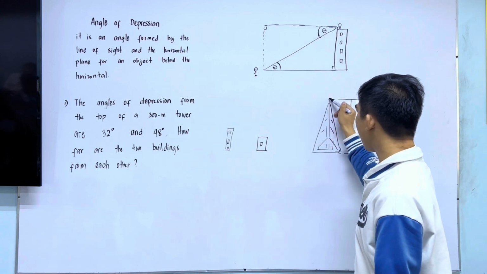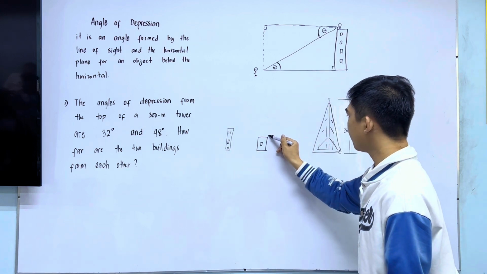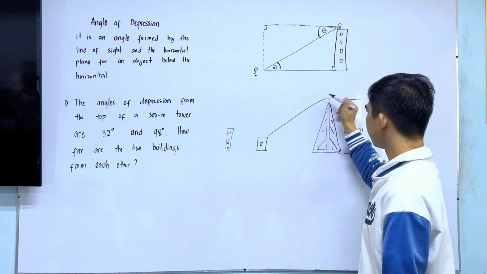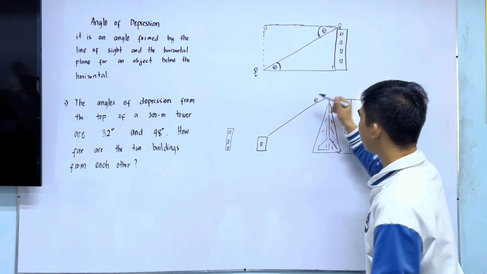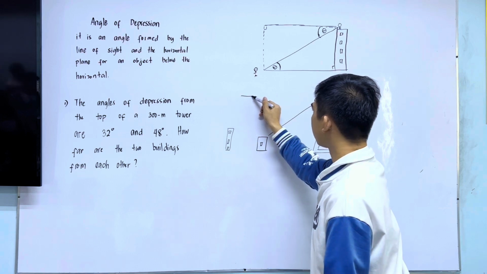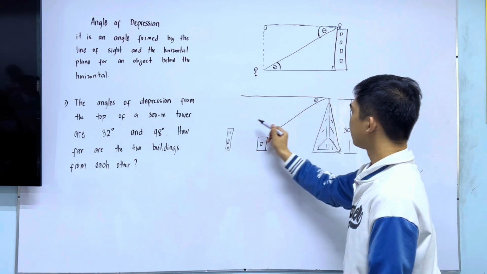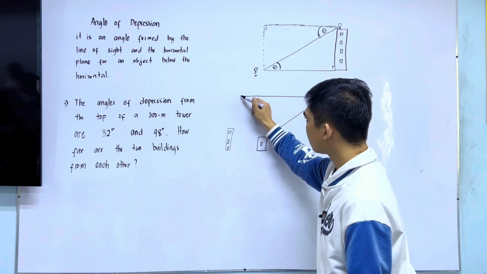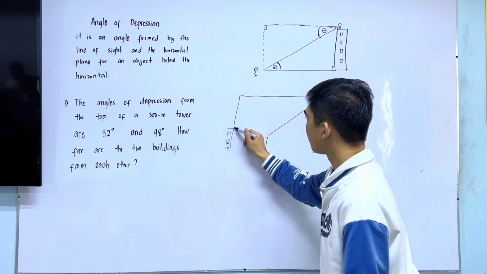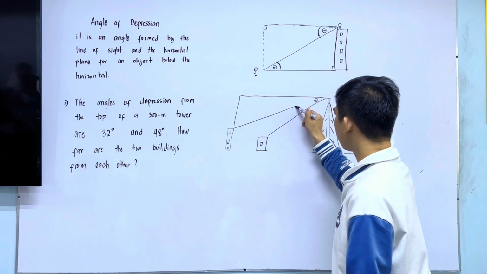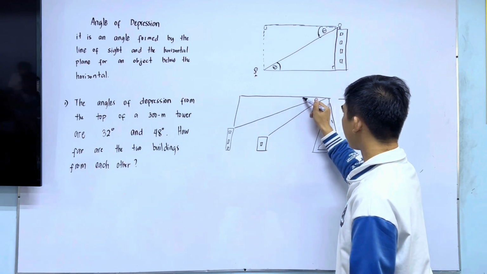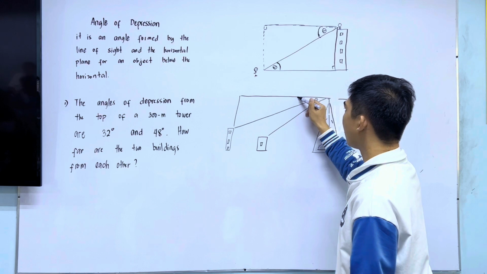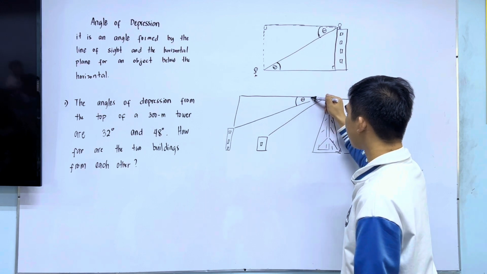Tapos, from the top to here, isang angle. Tapos, meron tayo ditong horizontal. Tapos, angle of depression, from here to another one. Ayan. So, dalawa ang angle na na-form.